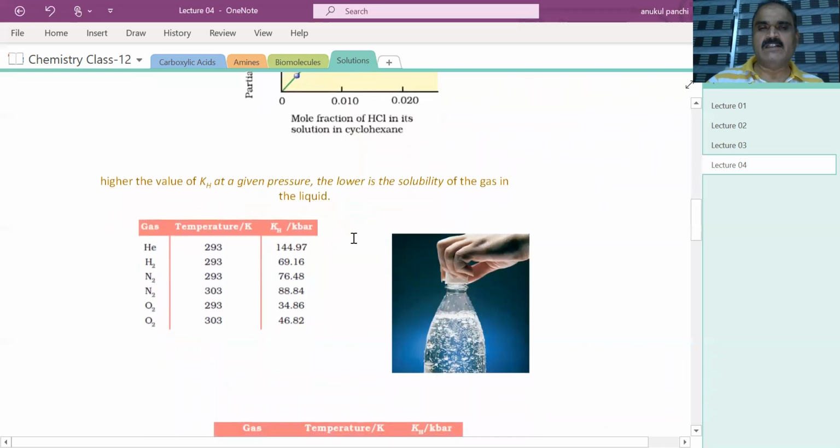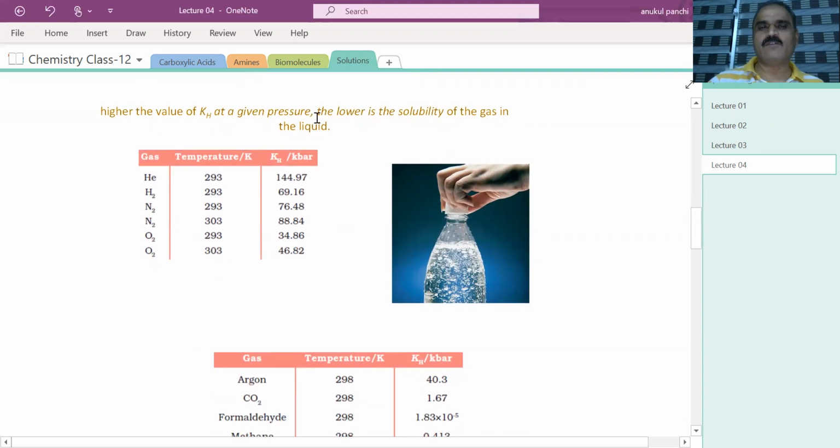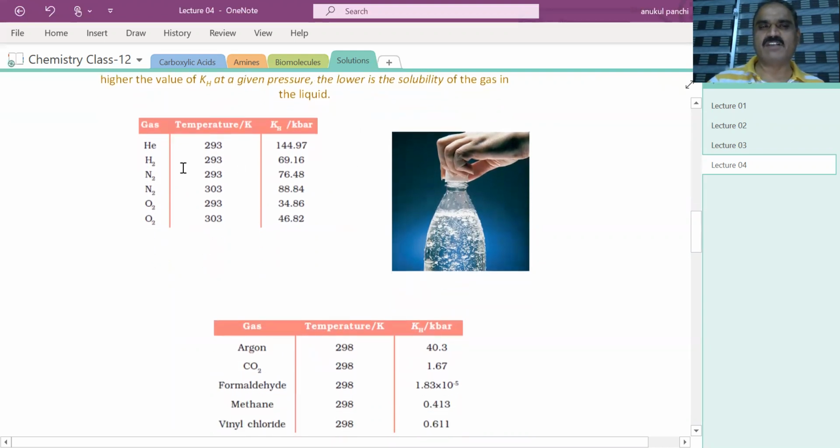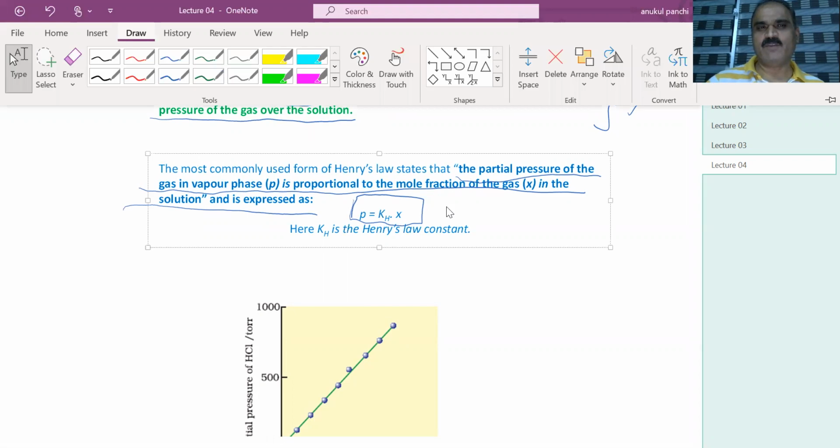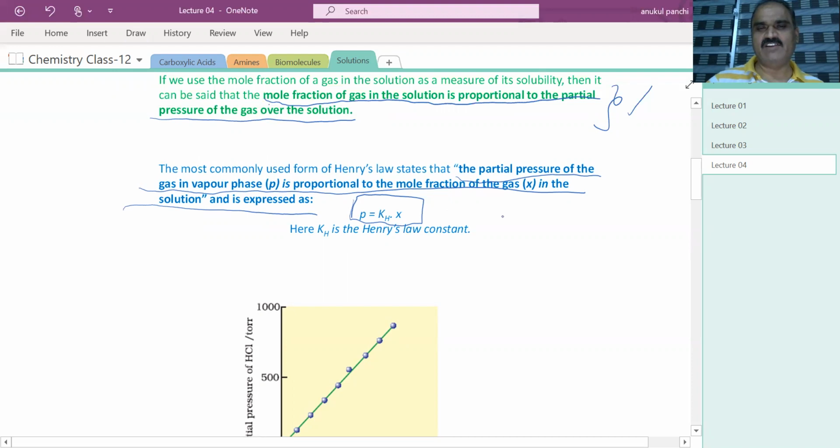Next, in this table, KH values of some gases are given at constant temperature. You can see if temperature is 293, KH of helium is 144.97, H2 is 69.16. Can you tell me from He and H2, which will be more soluble? The gas having a higher value of KH or a lesser value of KH? This is the relation. If KH is more, the partial pressure will be more, or if we manipulate it like this, from here you can draw the inference. If we write this relation like this, P upon KH is equal to X.